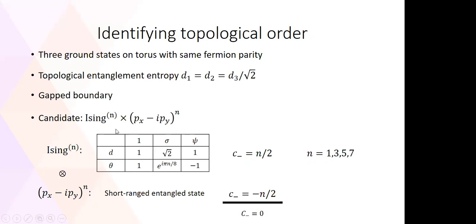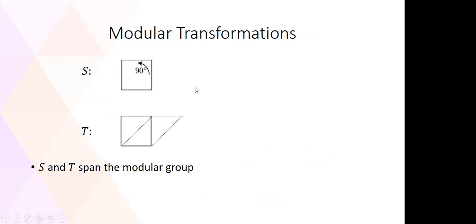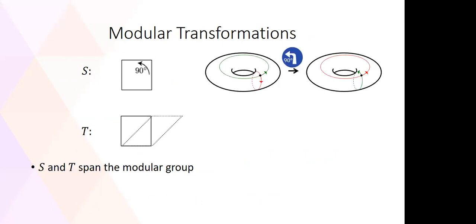So we have this kind of candidate for the ground state, and we can ask what the n is. To do that, what they do in the paper, it's a really neat trick, is they look at the modular transformation, or the S and T matrices, which I'll soon explain, and relate that to the behavior of the Ising model.